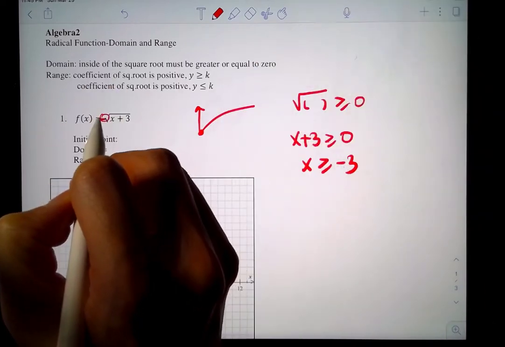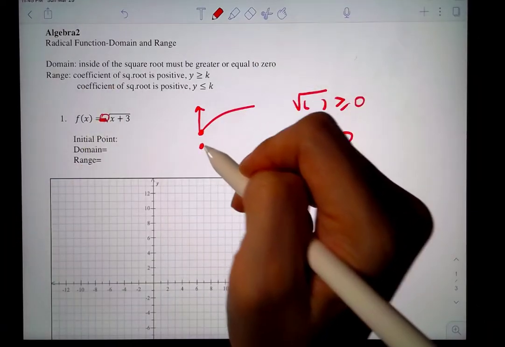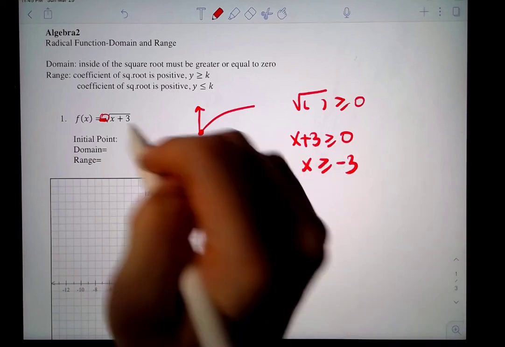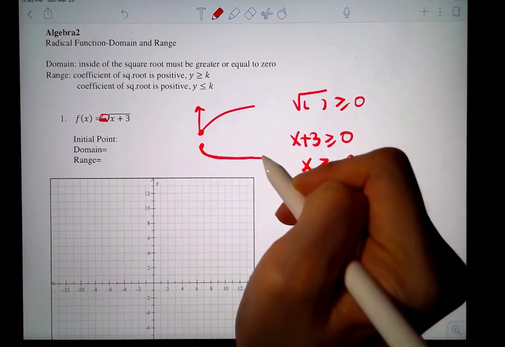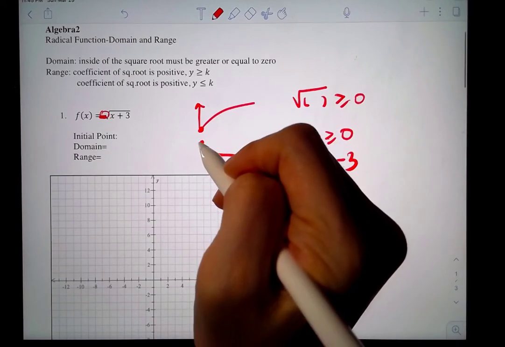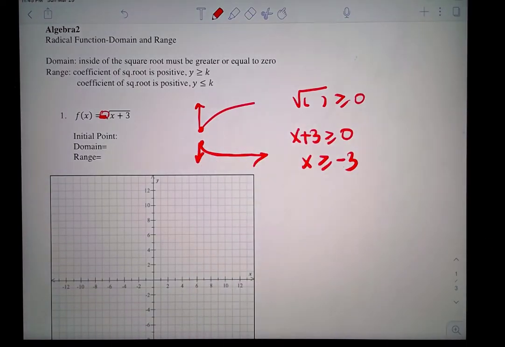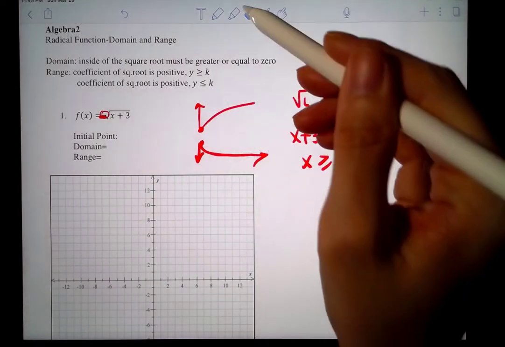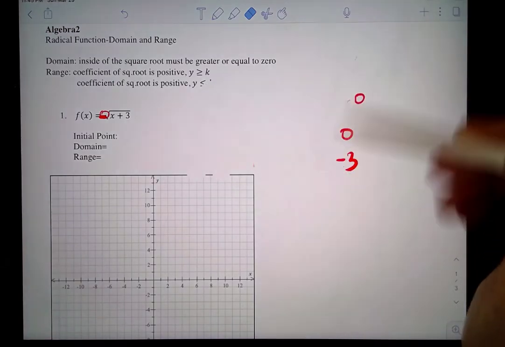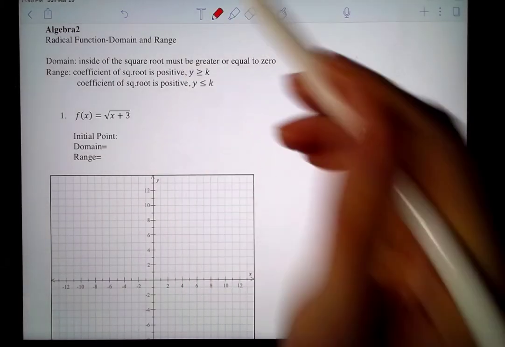If you have a negative here, then the graph is vertically flipped, right? So the graph goes like that. In that case, your range will be less than or equal to the initial point. But I'm gonna make it simple. I want you to know how to do it with the graph, but I'm gonna give you kind of a shortcut.